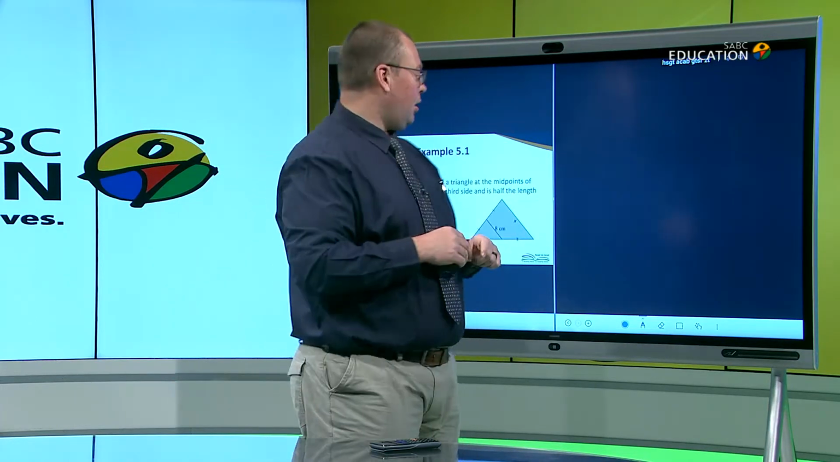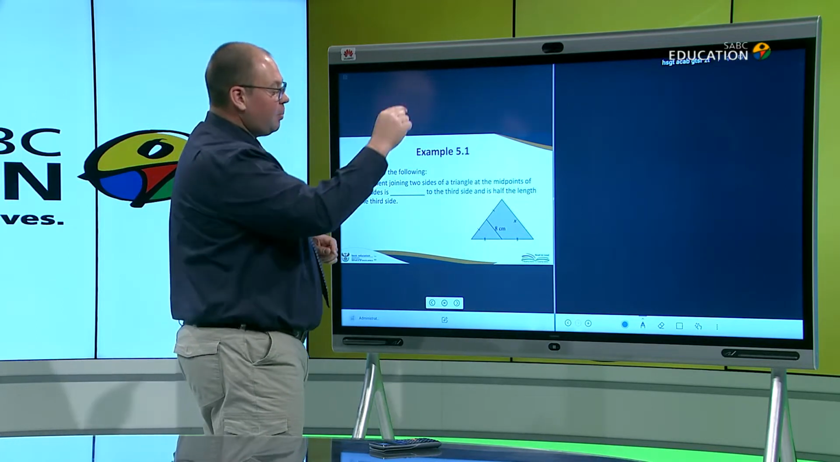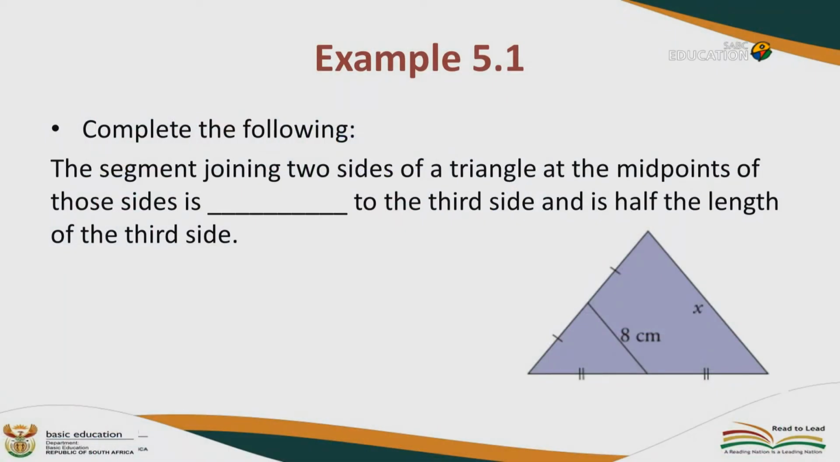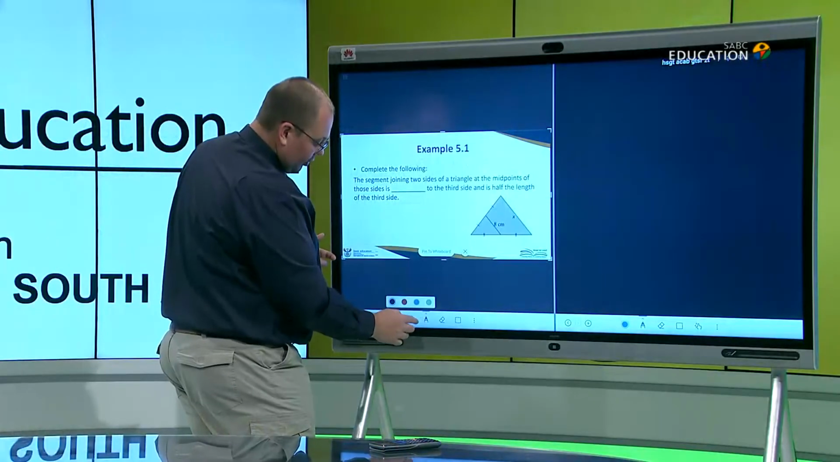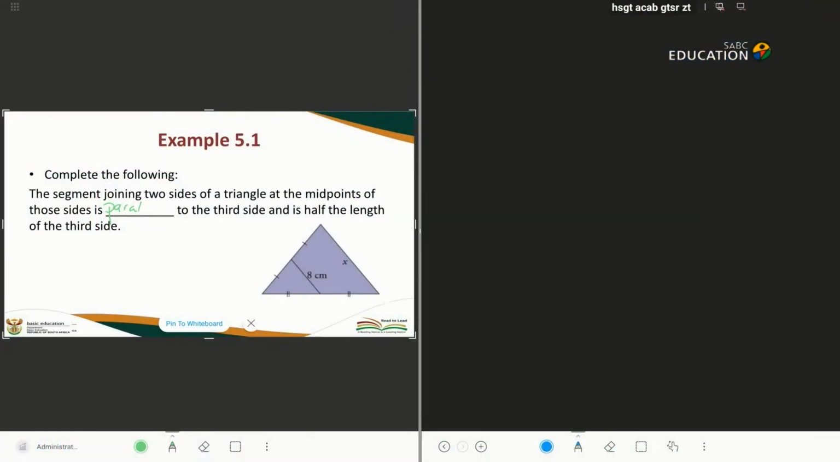Now they ask you: the segment joining two sides of a triangle at the midpoints of those sides is, and now I need to write something there, to the third side and is half the length of the third side. So you must remember that you need to study your theory, and you can write there, it will be parallel. You will see that in the exams you only need to write parallel. You don't need to copy the whole sentence and include that part.